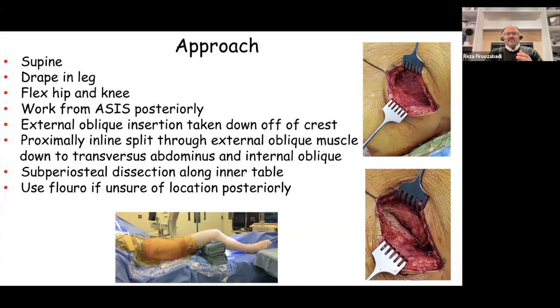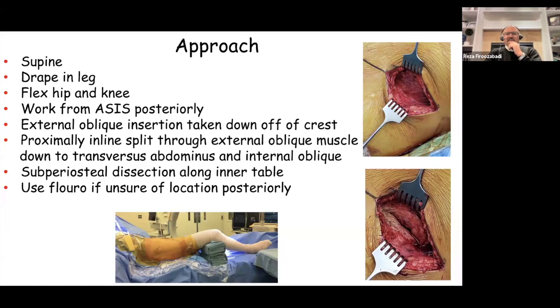And don't hesitate if you don't know where the anterior aspect of the SI joint is. Don't hesitate to put your Freer or Cobb there and shoot an X-ray and see where you are before you're dissecting way too medial and injuring the L5 nerve root or going way too posterior. So, use some of these other means in terms of really telling you where you are.